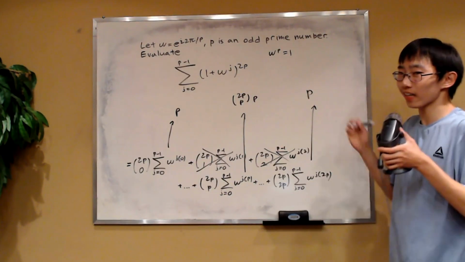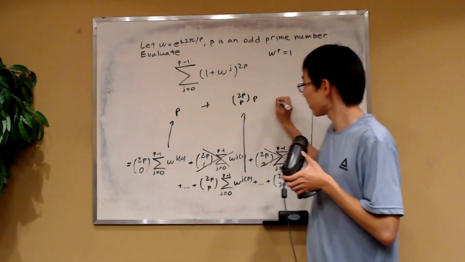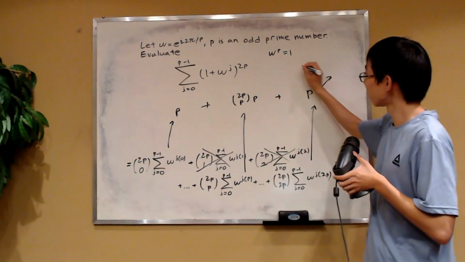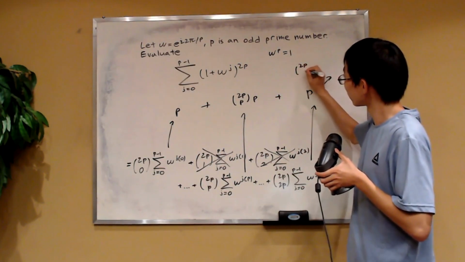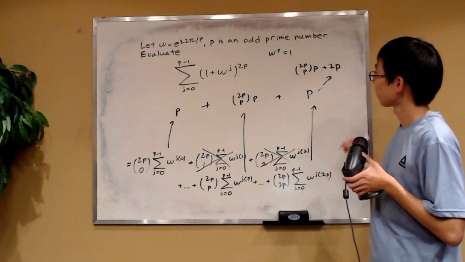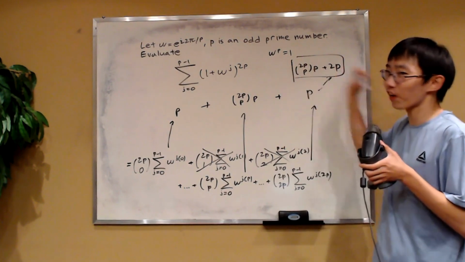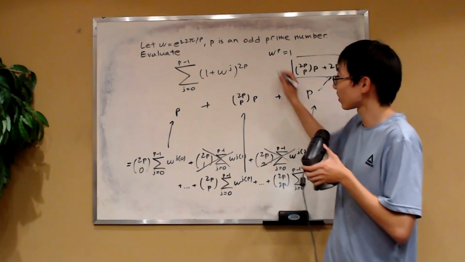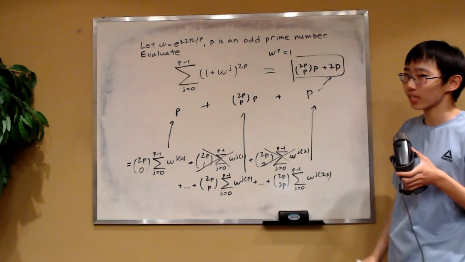And we just have to add them up. If we add them up, this will become 2p choose p times p plus 2p. And this is our final answer. This is our answer to the summation. And there we have it.